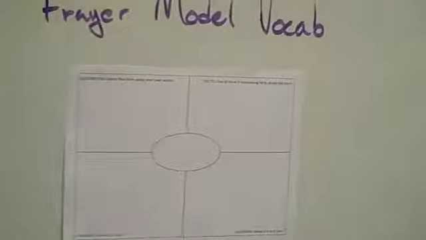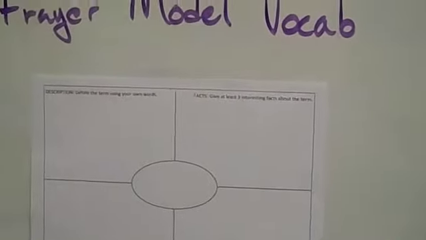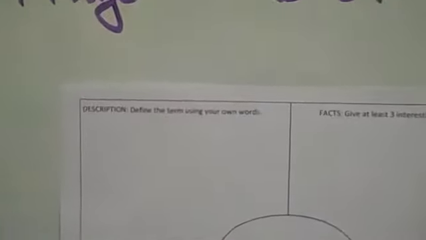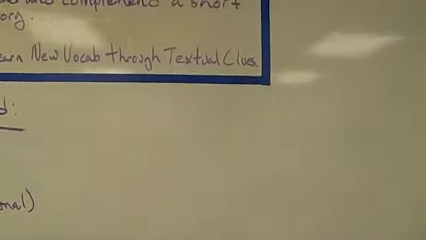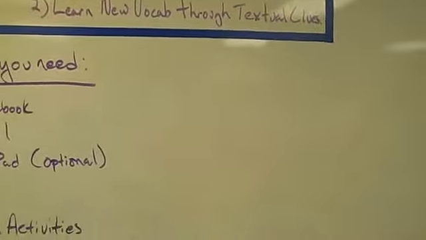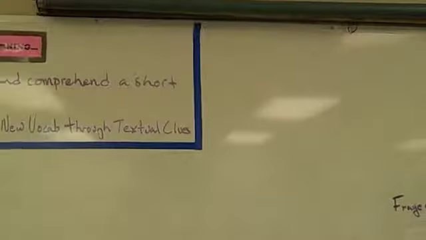And the Frayer vocab model is up here on the board. You can see if you get a little bit closer what it says: the description, or describe the term using your own words. Give 3 facts about the term. The antonym, so what this is not like. And a synonym is what is something like. That's kind of the background information you need to know. This is an 8th grade classroom for a pull-out classroom that I am intending on sharing this lesson with.